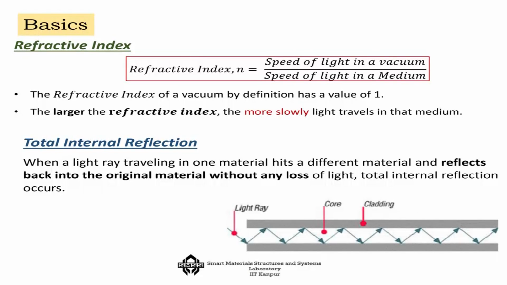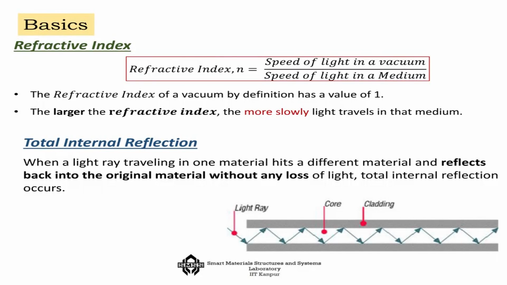You can compare that to being on a road with a huge traffic jam. You won't be able to move very fast. Exactly like that, it is difficult for light to find a path to move, and hence light travels more slowly if the refractive index is large.